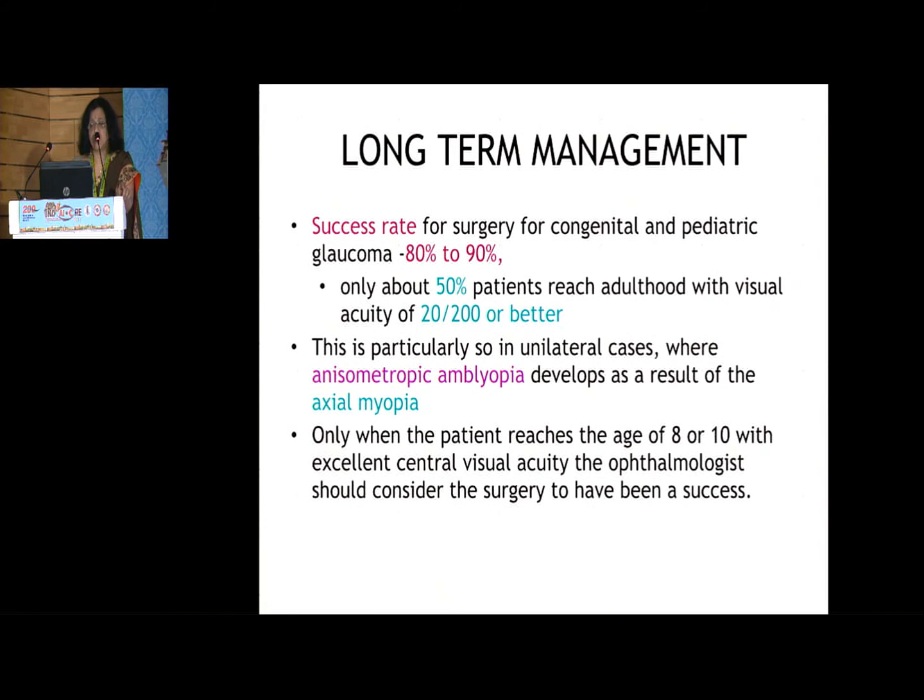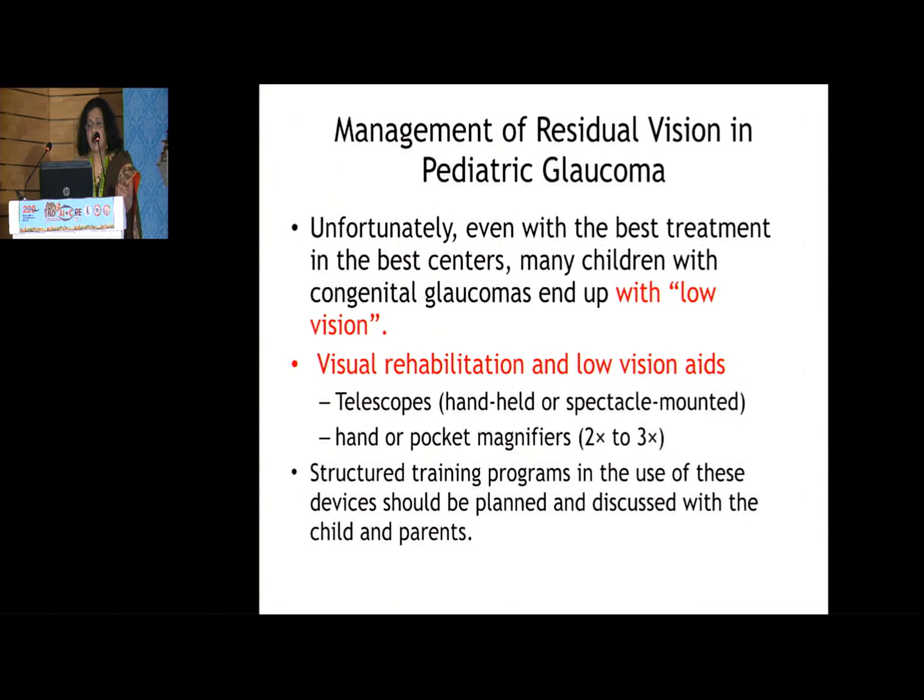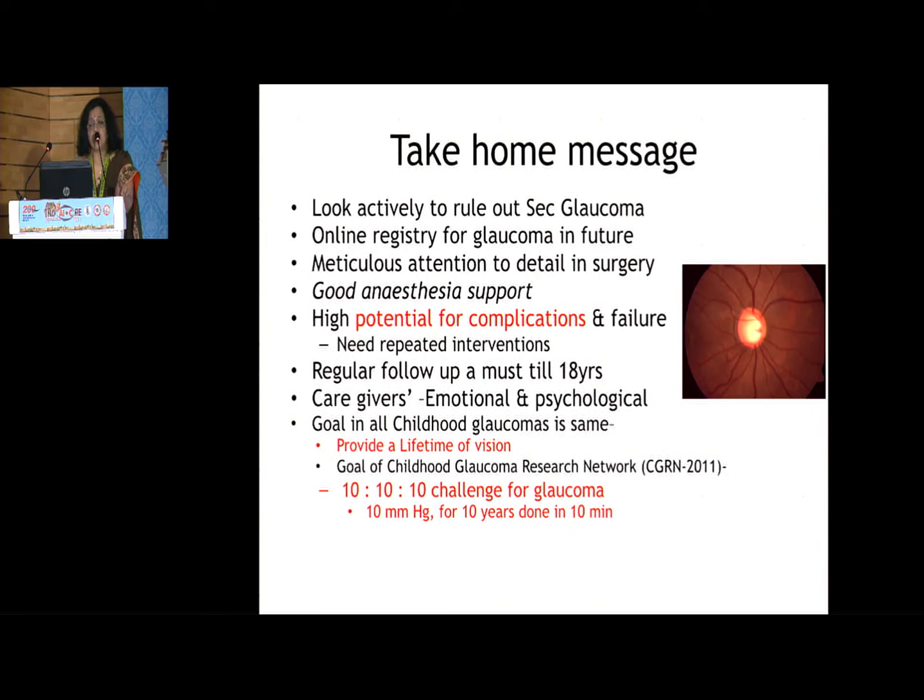We need to follow these patients up for a long time, and it can be called a success only if we have followed the child up to at least the age of 10 and the patient has excellent central visual acuity, that our job was done well. Only 50% of these children reach adulthood with a vision of 20/200 or better. The patient's residual vision needs to be looked after, and it's not only a challenge to the small child but also to the parent, and we need to remember that.